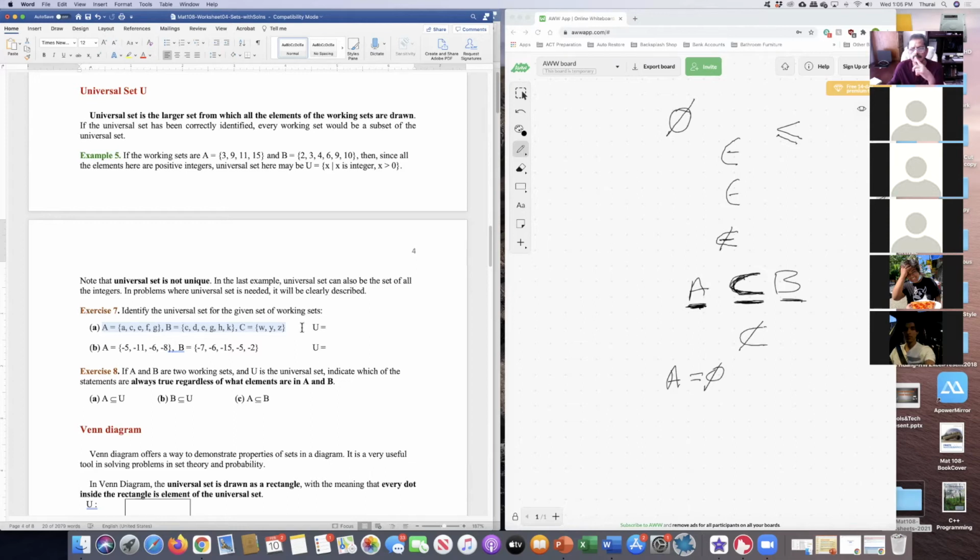Would it be the set of all integers? Look at my sets. Do I have integers here? Are you looking at set A in exercise 7? No, there are no integers. X is letters, the set of all alphabets. That will be a universal set. Okay, look at these sets. What would be the universal set for this?